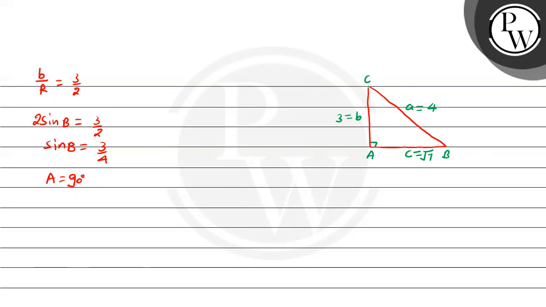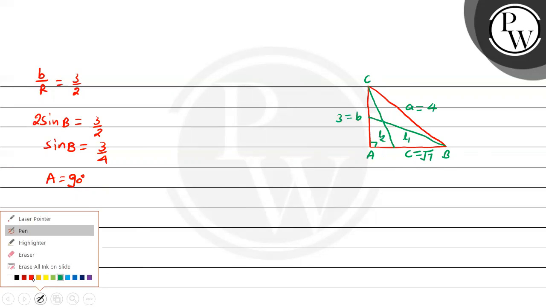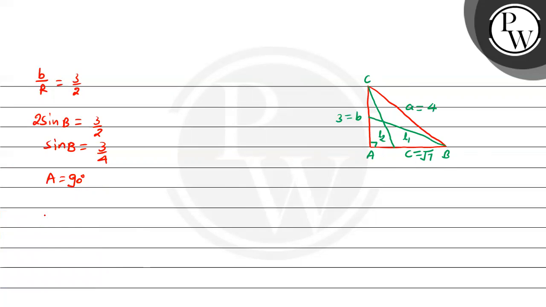So the angle bisector of C will be something like this, and the angle bisector of B will be something like this. What I'm doing here is just giving them names. Let's say this is L1 and this is L2 over here. Okay, so we know the formula for the length of an angle bisector.